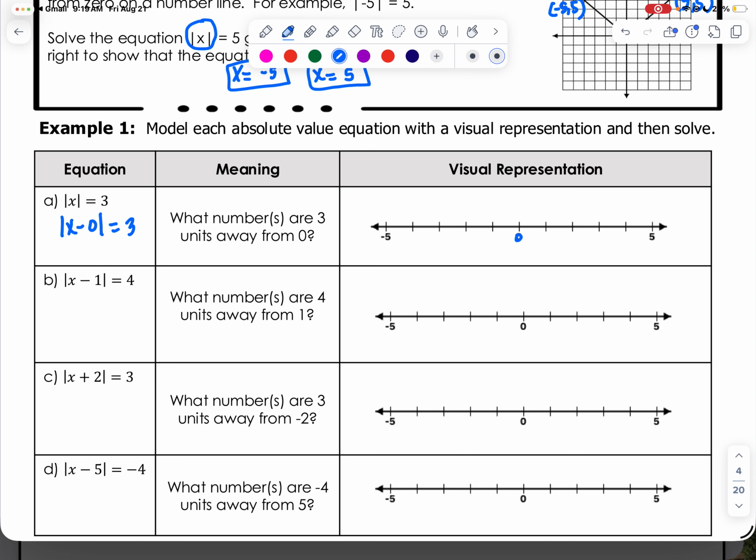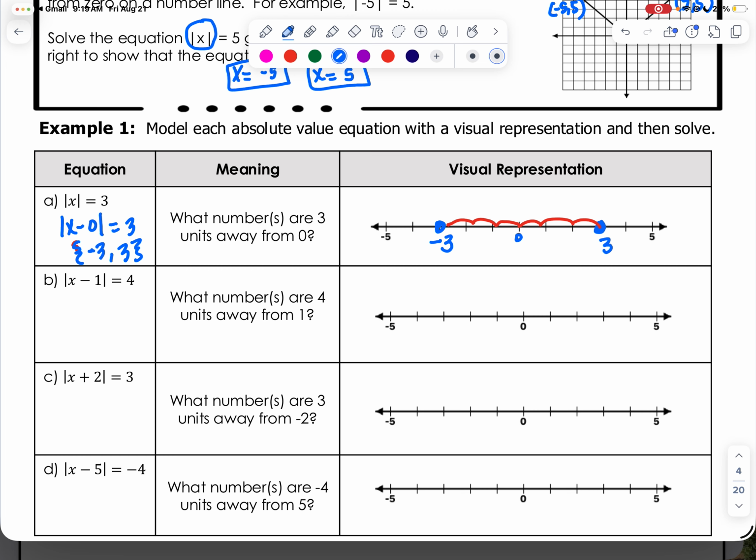I want to know what numbers would be 3 units away from 0. Well, 1, 2, 3 right here. That would be one of our solutions at positive 3. And 1, 2, 3, here is another solution at negative 3. So both of these values are 3 units away from 0. I'm going to write my solution in braces because these are both x values. So negative 3 and positive 3 would both solve this equation.